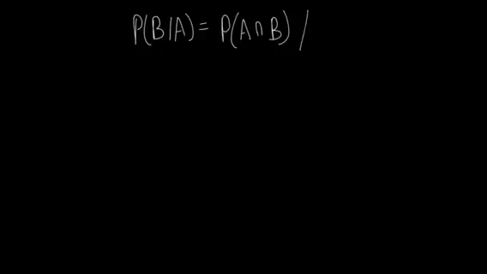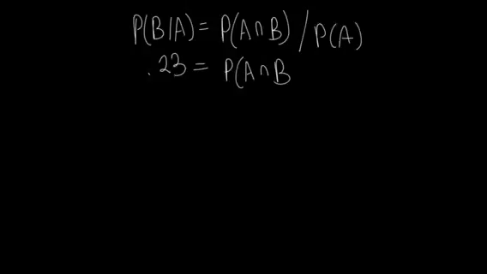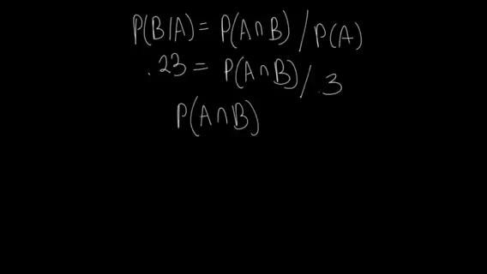Now we want to look at the equations and the information we're given. So we know that the probability of B given A is equal to the probability of the intersection divided by the probability of the given event. And we know two of these variables. So when we plug in the numbers and do a little bit of algebra, we get that the probability of the intersection is equal to 0.069. And we're going to need that for the next piece.